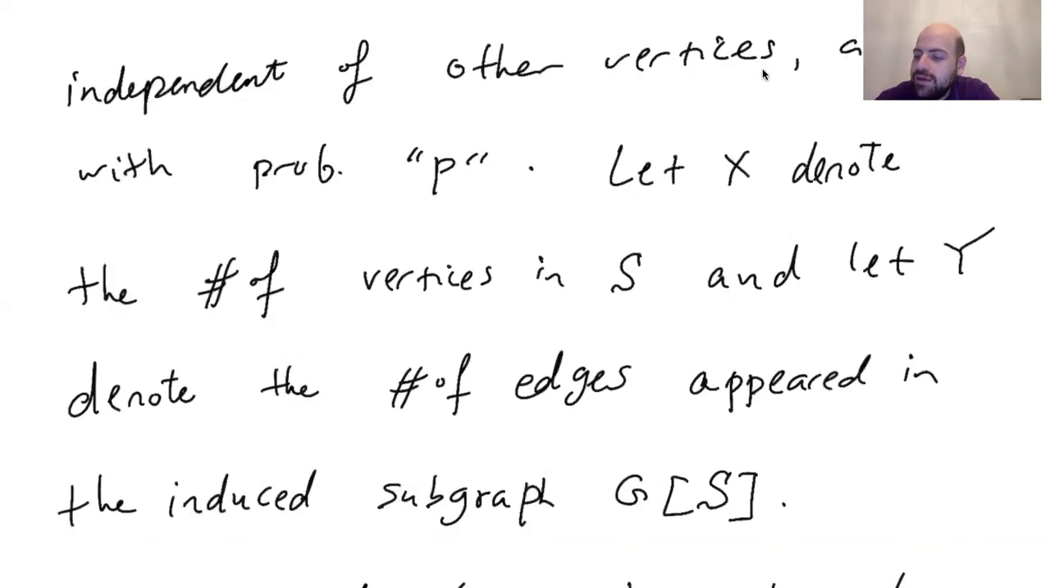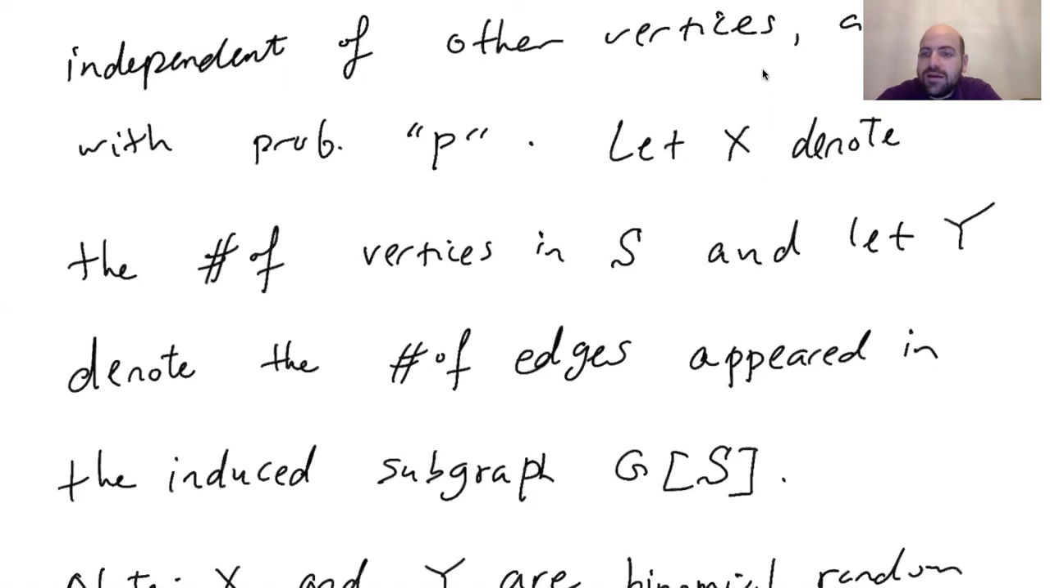Well, for Y, again, I have M independent trials because I have M edges, so I can call them edge number 1, edge number 2, all the way to edge number M. Now again, edge number 1 can appear in the induced subgraph or not. Again, either success or failure. Success if it appears, failure if it does not appear. Now, what is the probability of success this time? When can I say that the first edge appears in the induced subgraph? If both vertices of the endpoints of the first edge appear in S.